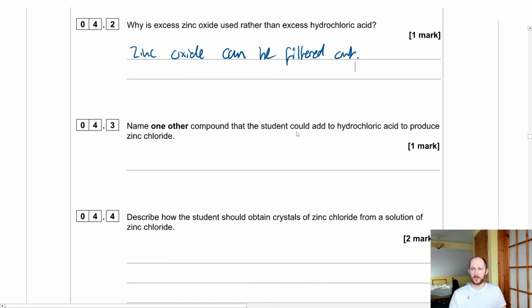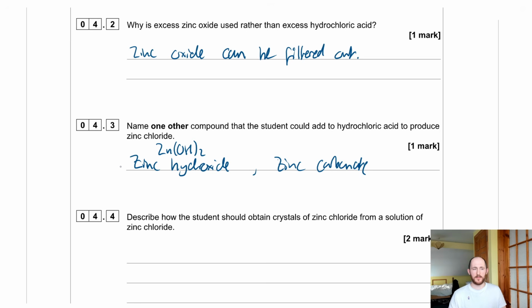Name one other compound that the student could add to hydrochloric acid to produce zinc chloride. So all you need to do is talk about pretty much anything that has zinc in it. But again, think of your displacement reaction. Think about where chloride is in the reactivity series. The only two that you can think of here is zinc hydroxide would work. You can also put the chemical formula for it, so Zn(OH)2 if you want. Or you could have said zinc carbonate is the one I was thinking of. And again, that's all to do with your reactivity series and all of that fun stuff that you definitely don't absolutely hate.